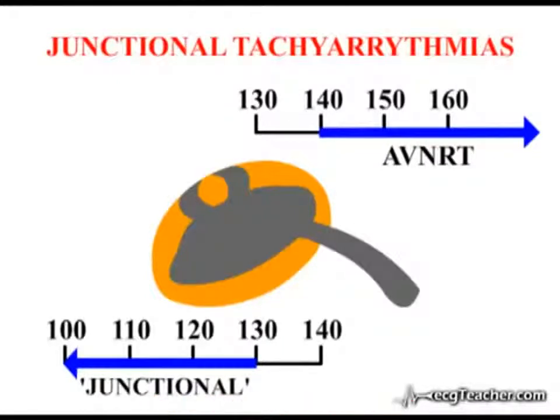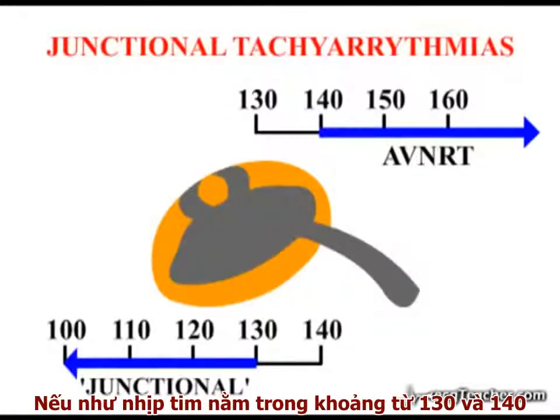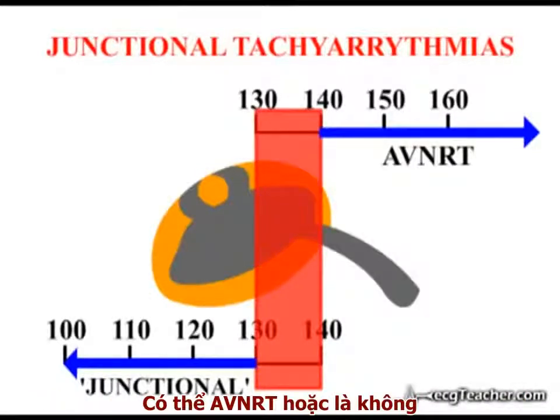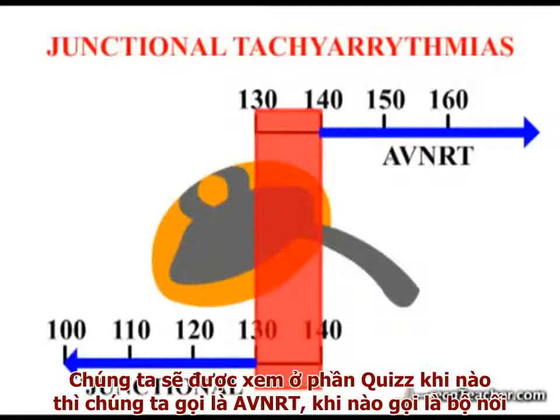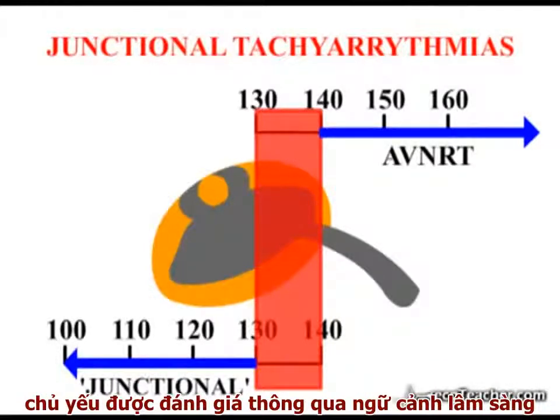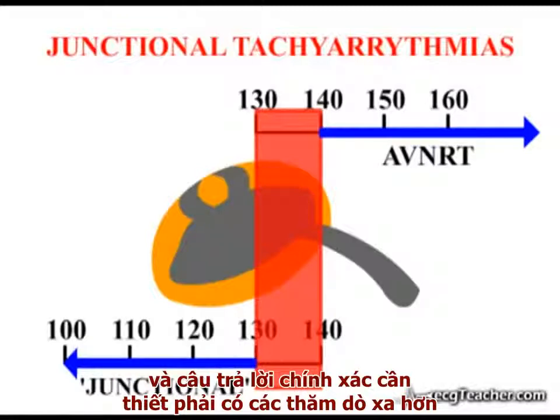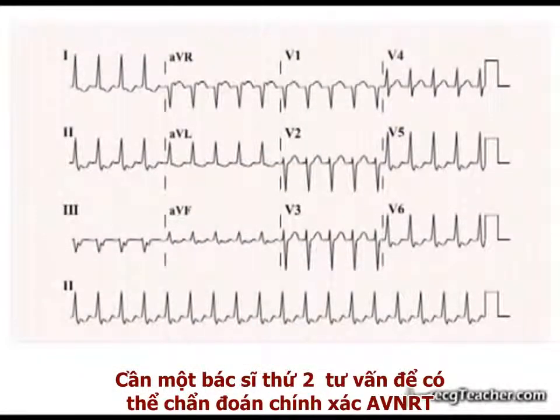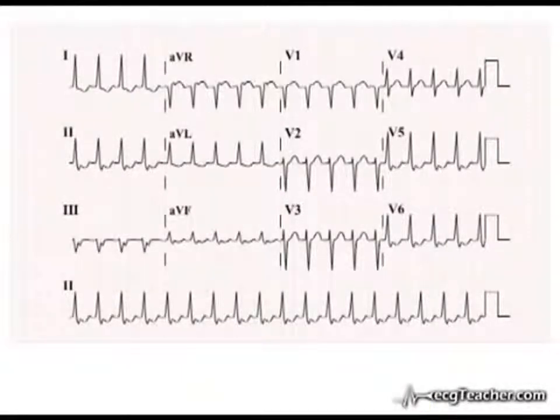You will appreciate that there is a grey area. Rates between 130 and 140 beats per minute may or may not be due to a reentrant mechanism. As we'll see in the quiz section, whether we label such an arrhythmia as AV nodal reentrant tachycardia or junctional tachycardia is largely determined by the clinical context, and a definitive answer may require further investigation. The second doctor, the young lady in the case study consulted, spotted all the signs and made the correct diagnosis of AV nodal reentrant tachycardia.